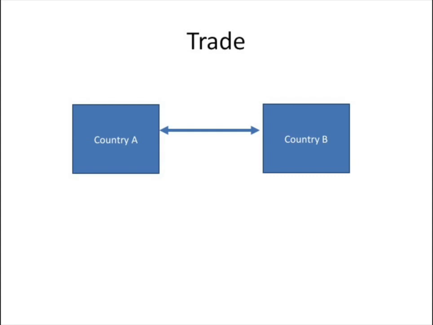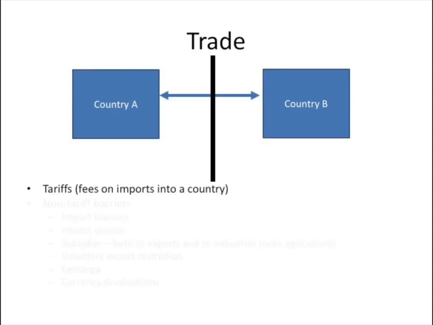As the name implies, international trade is between two countries. In my example here, country A and country B. Country A may send to country B corn. Country B may send back to country A manufactured products. We then get concerned about barriers to trade, which I indicated here by that big black line. So are there items that are preventing trade from country A to country B?